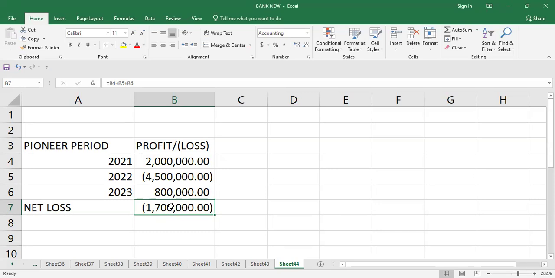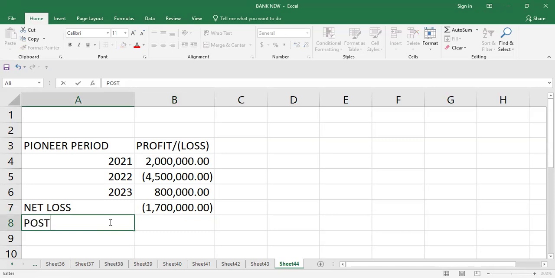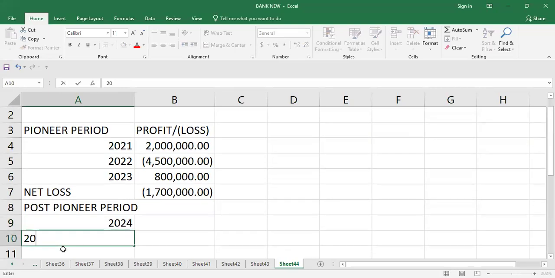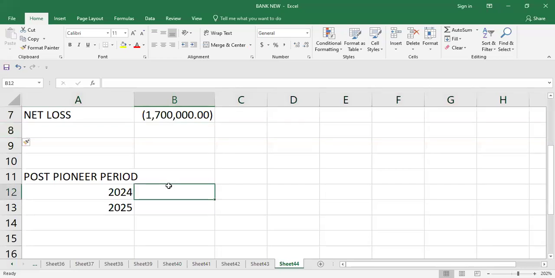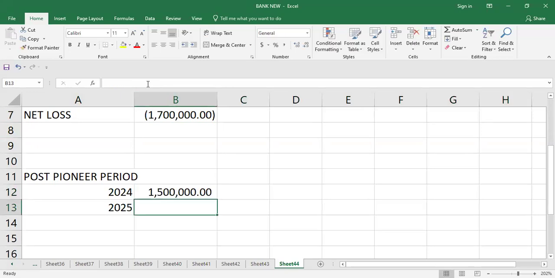This 1.7 million is going to carry forward to the post-pioneer period. The post-pioneer period is going to start from 2024, 2025. So for this post-pioneer period, if the company makes a profit of 1.5 million naira, and they now make another profit of 1.9 million naira.